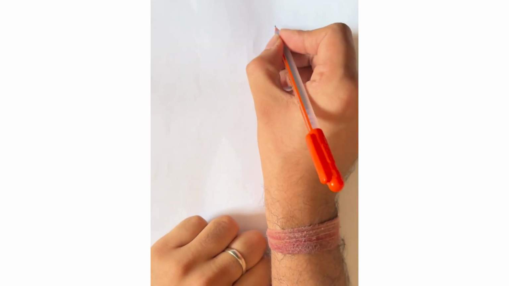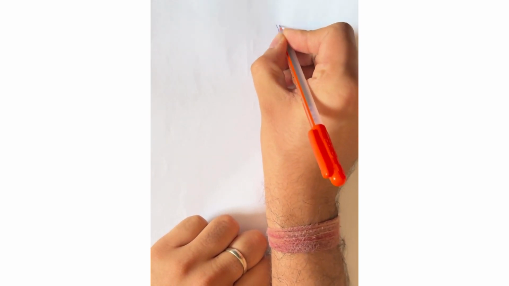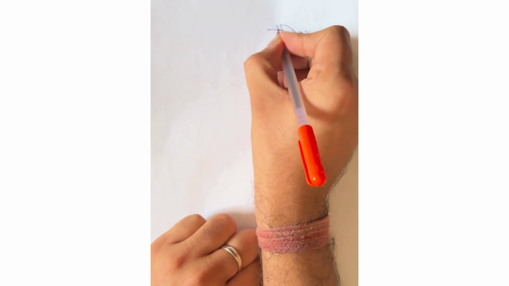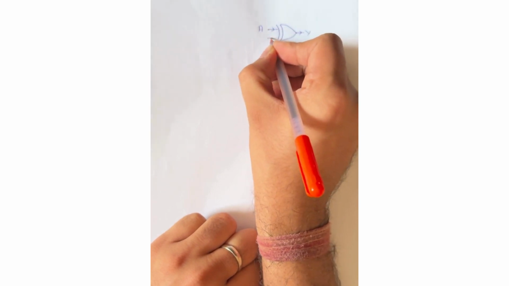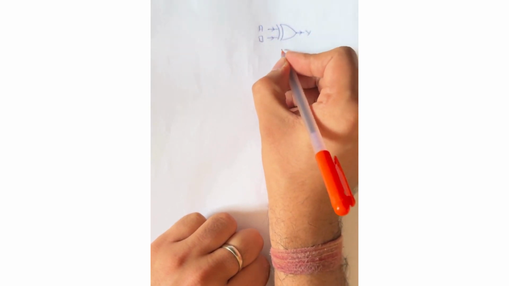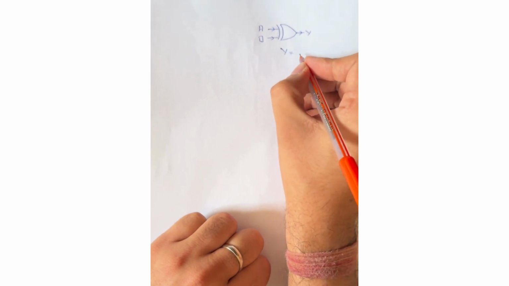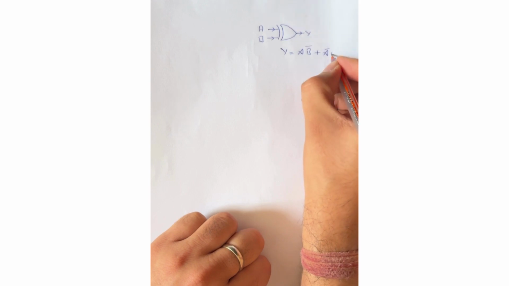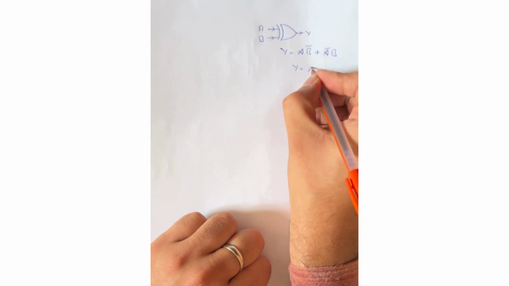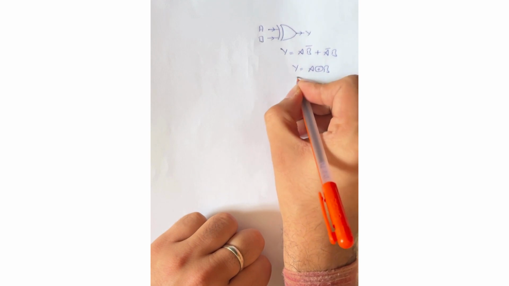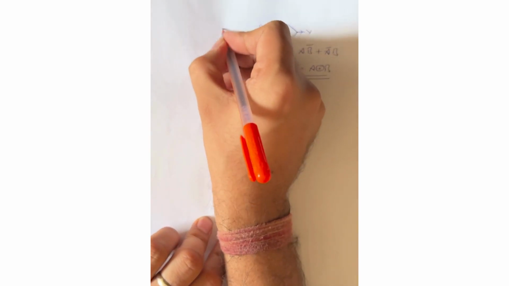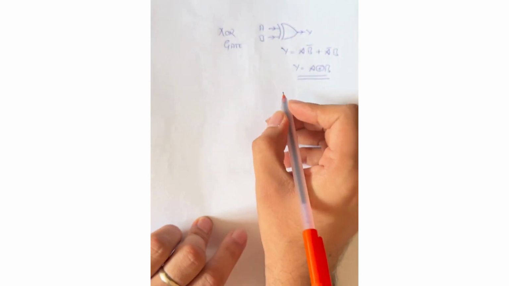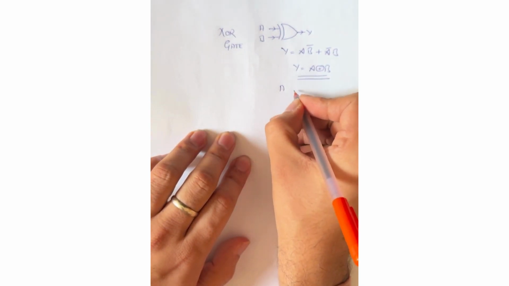Now coming to the XOR gate. This is A, this is B. The Boolean expression is Y equal to A B bar plus A bar B. So Y equal to A XOR B. So this is my XOR gate. Now coming to the truth table.